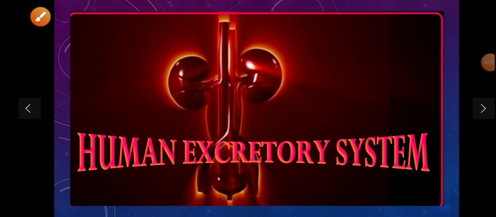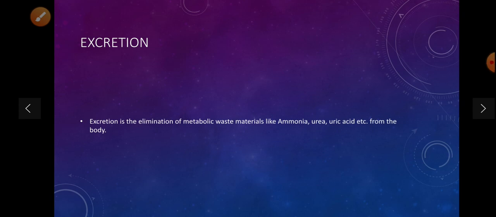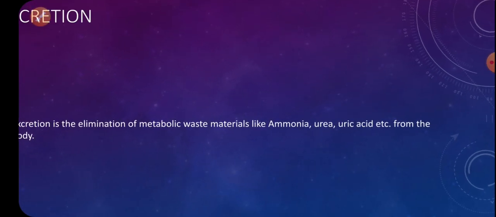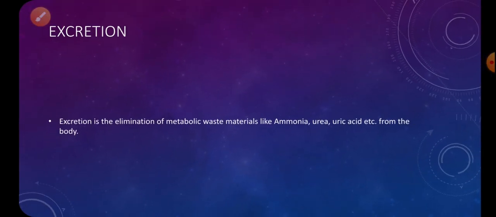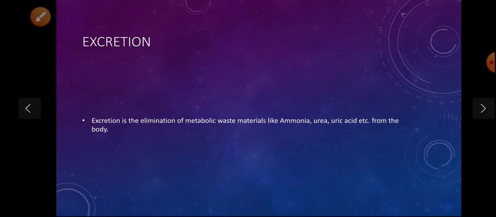Good morning, students. Today we will study the human excretory system. What is excretion? Excretion is the elimination of metabolic waste material like ammonia, urea, uric acid, etc. from the body.